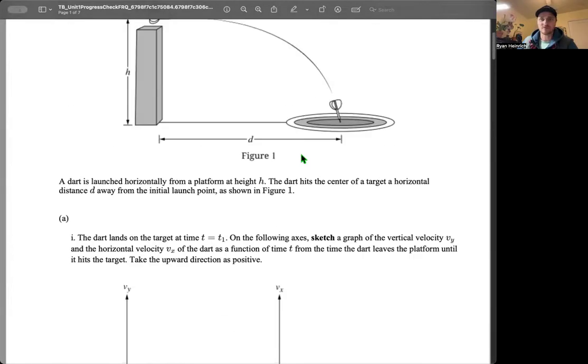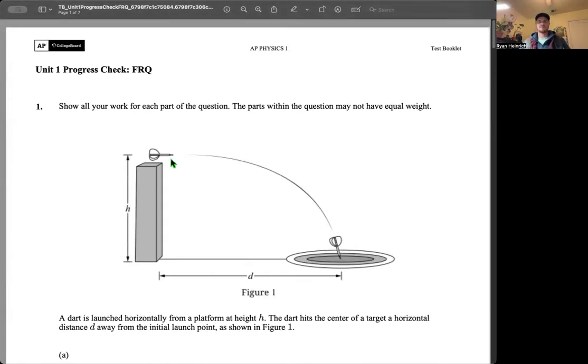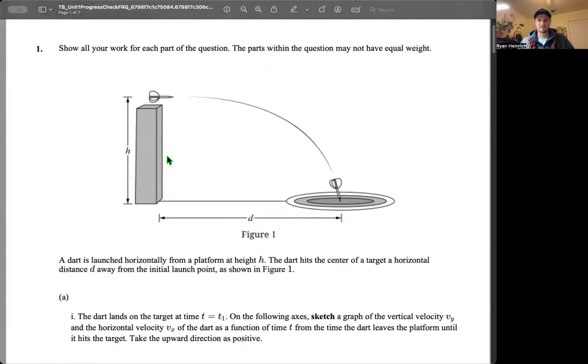So here comes the first one. We got a dart that's being fired off horizontally, and it's coming from some height h, it's going a distance d, and it's going to hit its target over here. Now, the fact that it's being thrown completely in the horizontal direction at the beginning is a huge help. That's always my favorite type of projectile motion problem because they are more manageable.